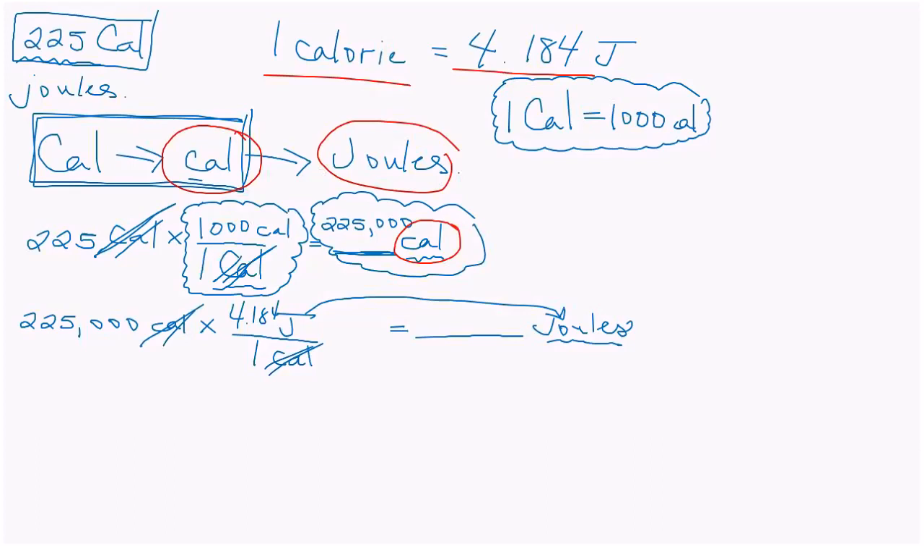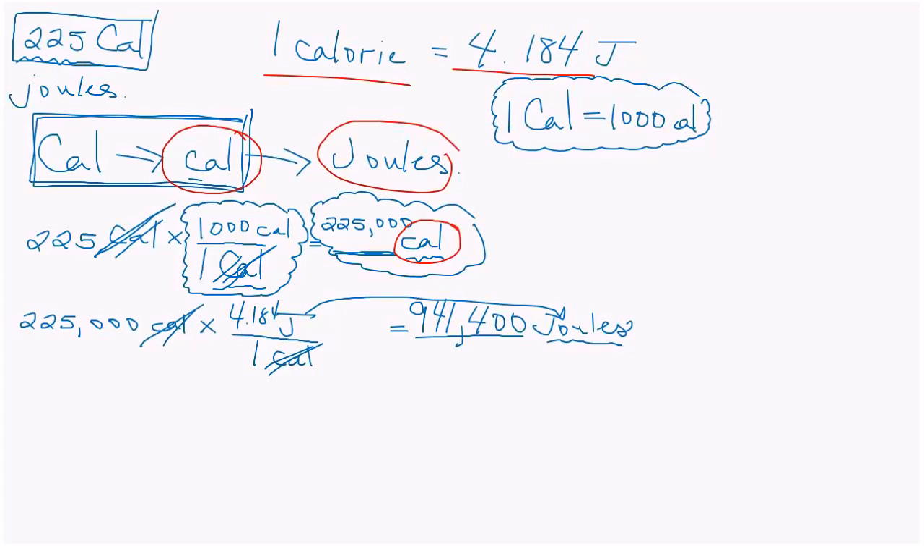Oh, might help if I multiply. 225,000 multiplied by 4.184, and I get an answer which is 941,400, and then I can divide by 1 right here, which doesn't change my answer. And so how many joules I have is 941,400 joules. And that was the answer, Ashley.